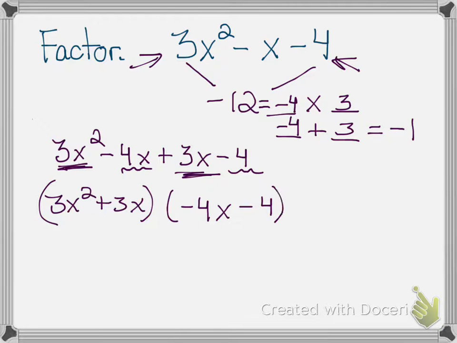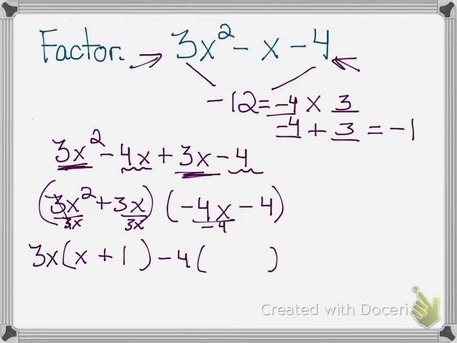All right, now I'm going to factor out my GCF. The GCF between 3x squared and 3x is going to be 3x. And when I divide 3x into each term, I'll get x, and 3x divided by 3x is plus 1. All right, now I'm going to find my GCF between negative 4x and negative 4, which is negative 4. And then I'm going to divide that into each term. And when I do that, I'm left with x plus 1.